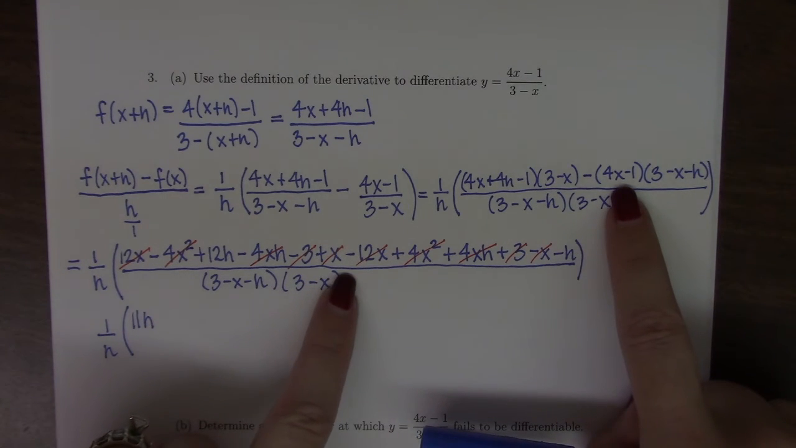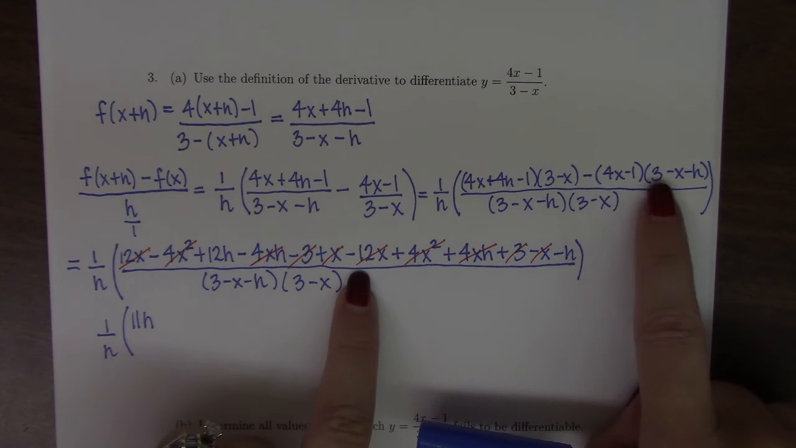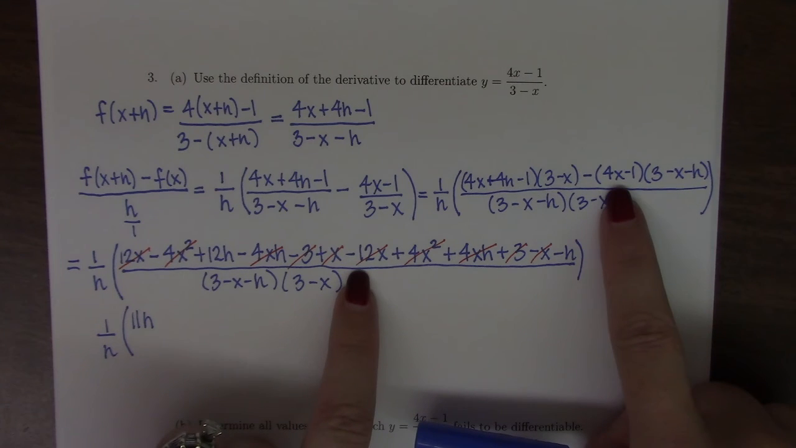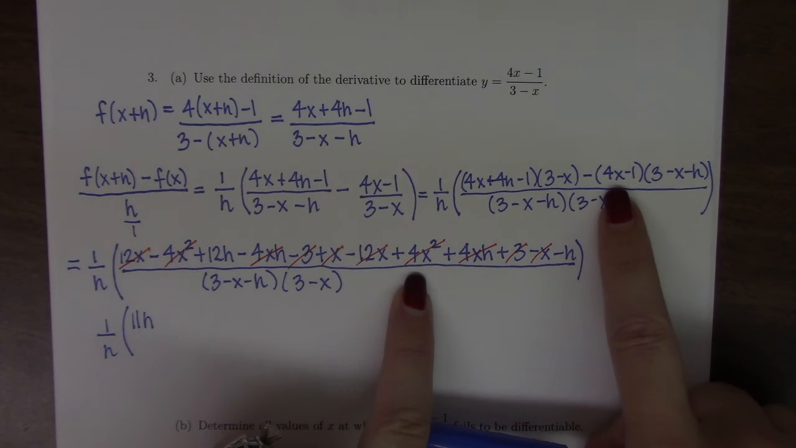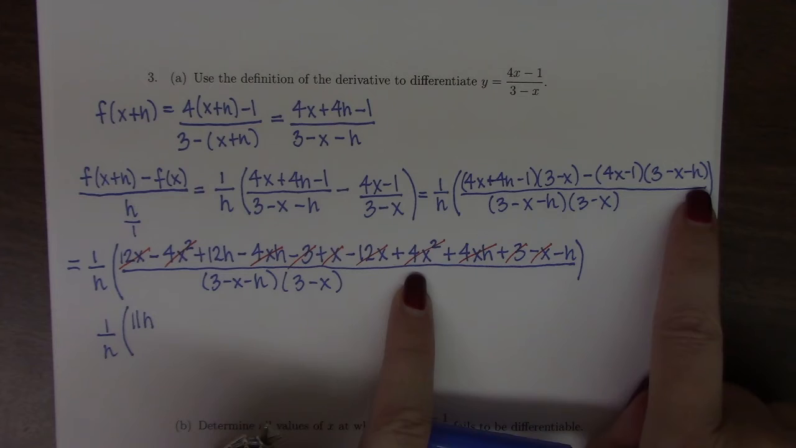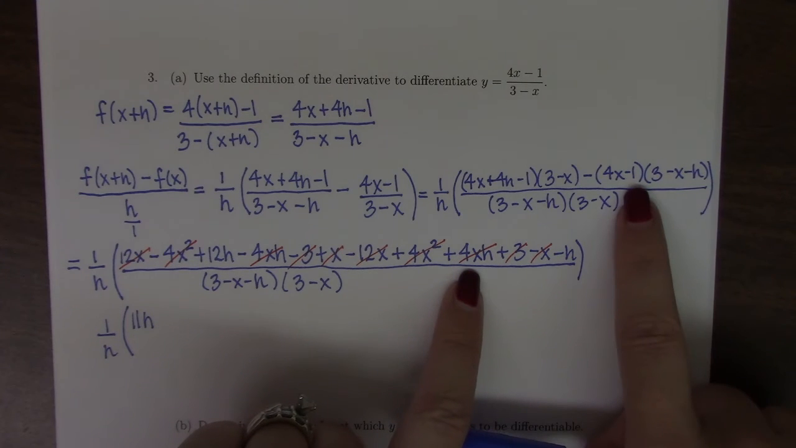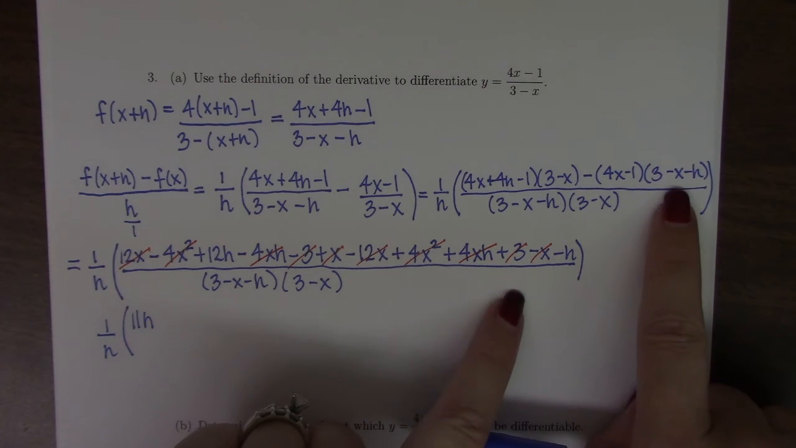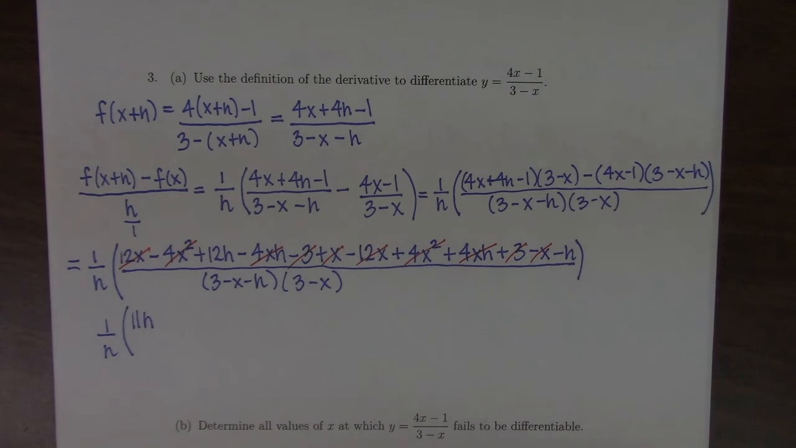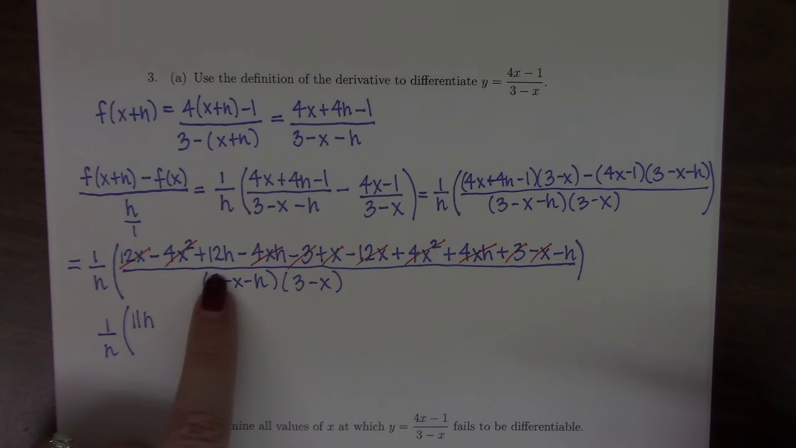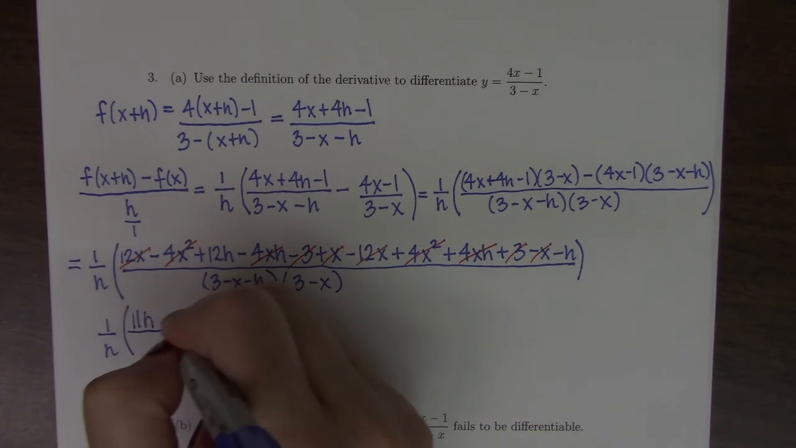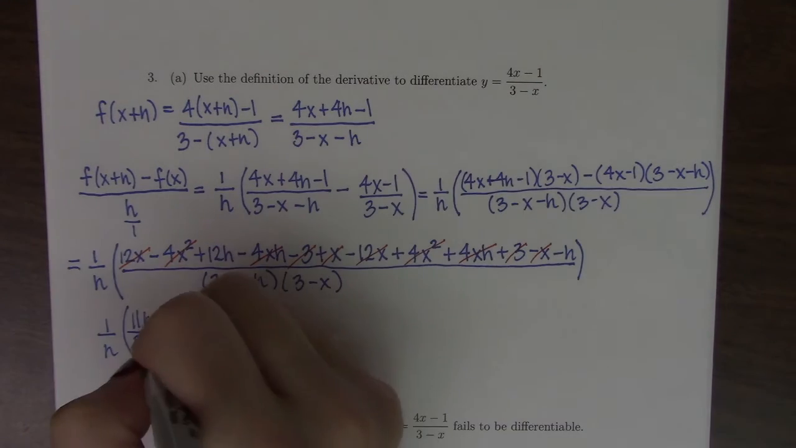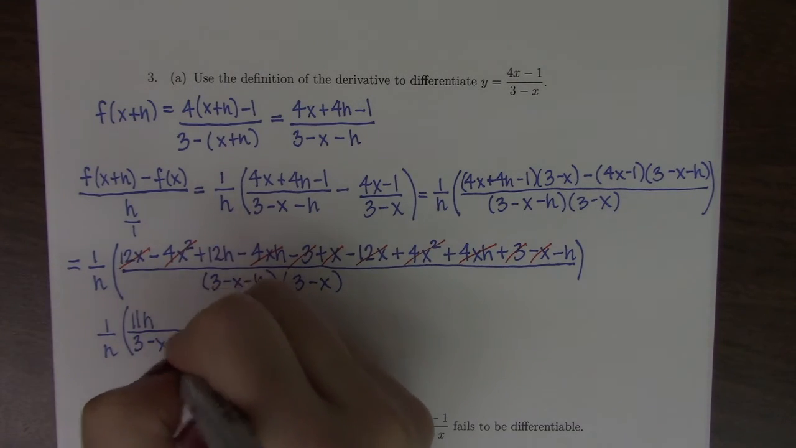We have negative 4x times 3, so negative 12x. Negative 4x times negative x, so positive 4x squared. Negative 4x times negative h, so positive 4xh. Positive 1 times 3, positive 1 times negative x, positive 1 times negative h. So we end up getting, once everything else canceled, all I have is 11h over all of this stuff in our denominator still.